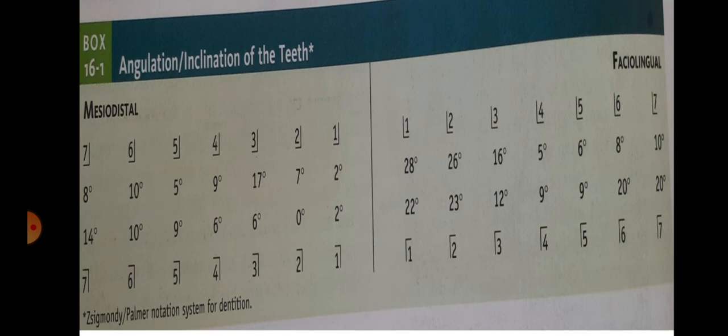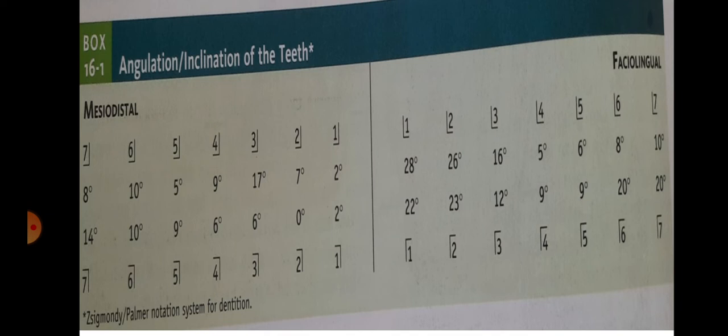For second premolar it is 9 degrees, for first premolar it is 6 degrees. For canine it is 6 degrees. For lateral incisor it is 0 degrees. For central incisor it is 2 degrees.